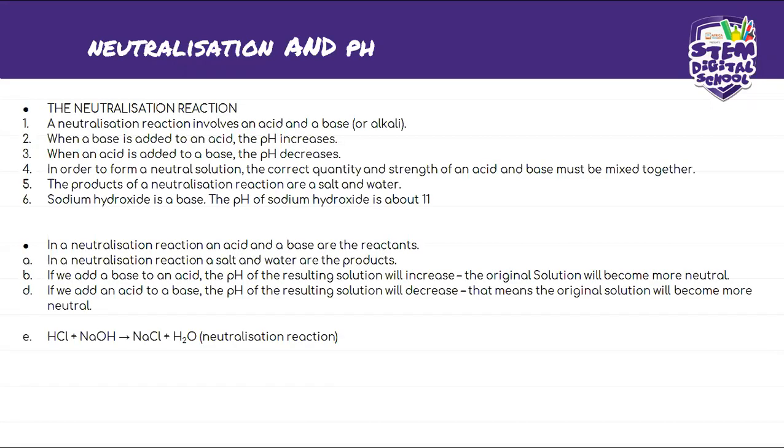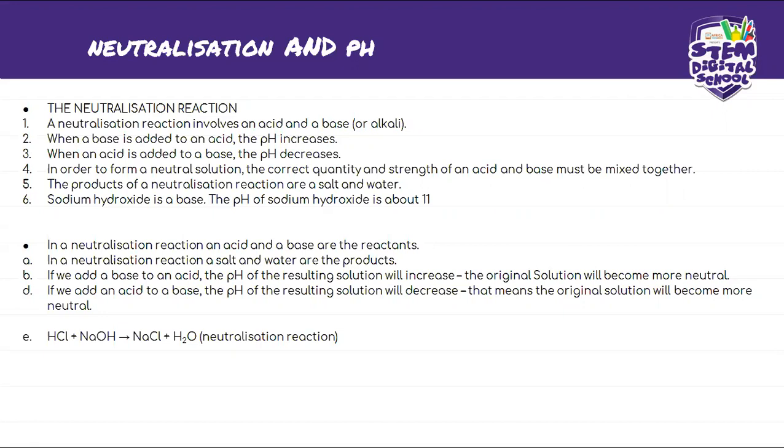Now, neutralization and pH. We are looking at the neutralization reaction. A neutralization reaction involves an acid and a base. And remember, a base can also be called an alkali. Alkali simply means bases that are what? Soluble. When a base is added to an acid, the pH increases. When an acid is added to a base, the pH decreases. In order to form a neutral solution, the correct quantity and strength of an acid and base must be mixed together. The products of a neutralization reaction are a salt and water.